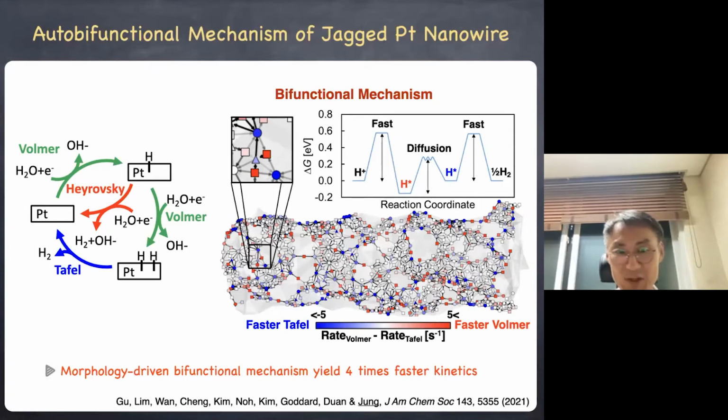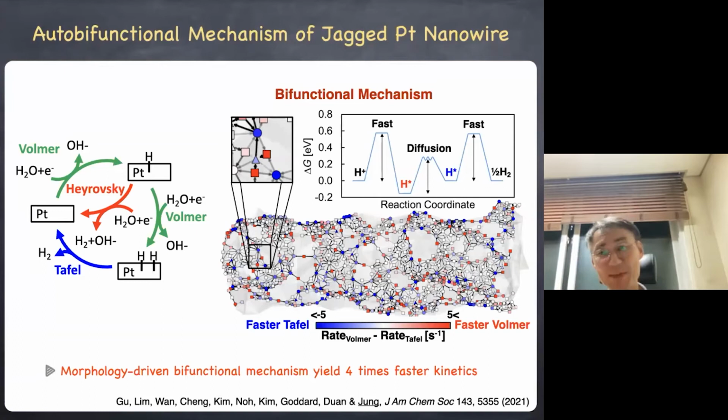very good at hydrogen coupling. And because the diffusion along the platinum surface is very fast, we find that hydrogen basically gets adsorbed on the Volmer-favorable site and diffuses through to the Tafel-favorable site and gets coupled to evolve hydrogen molecules.